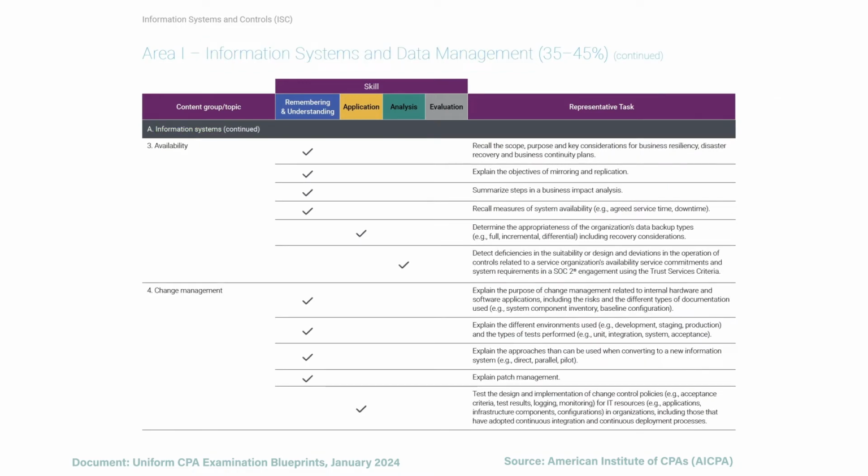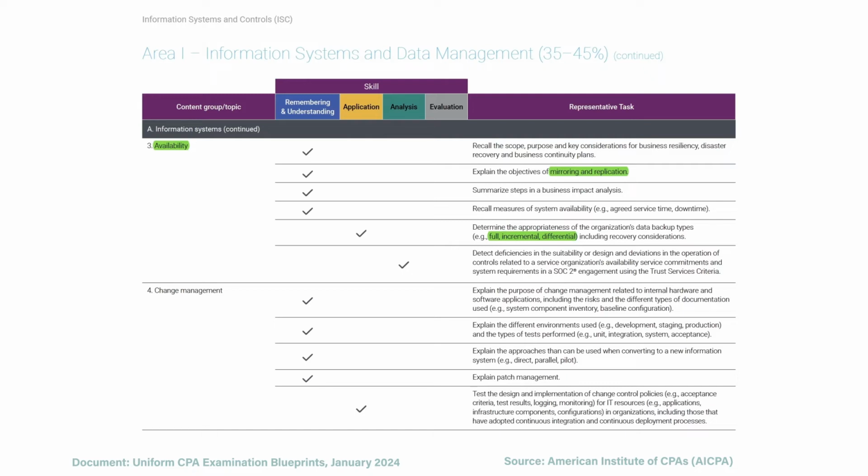From there, we're focused on the availability of information systems. This is involving a disaster recovery plan, business continuity plan. We're talking about mirroring versus replication. We're talking about downtime for when the service goes down. We're also talking about the different types of backups that we need to consider.